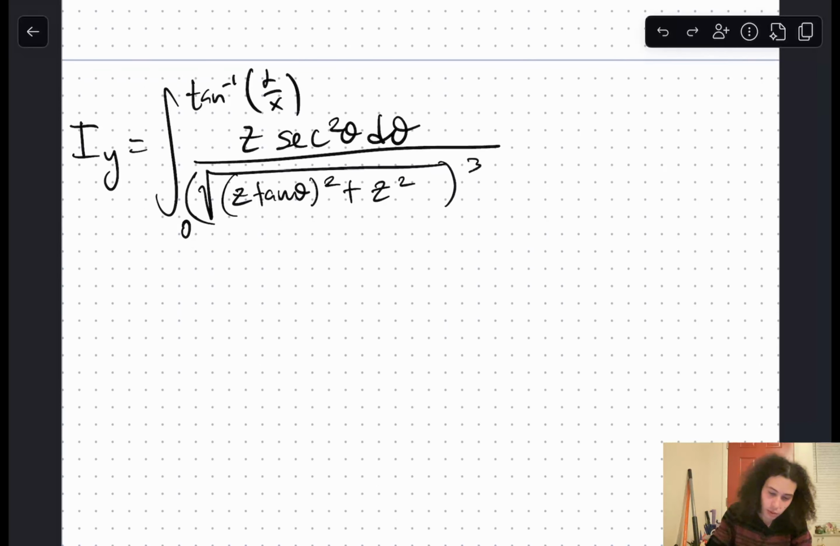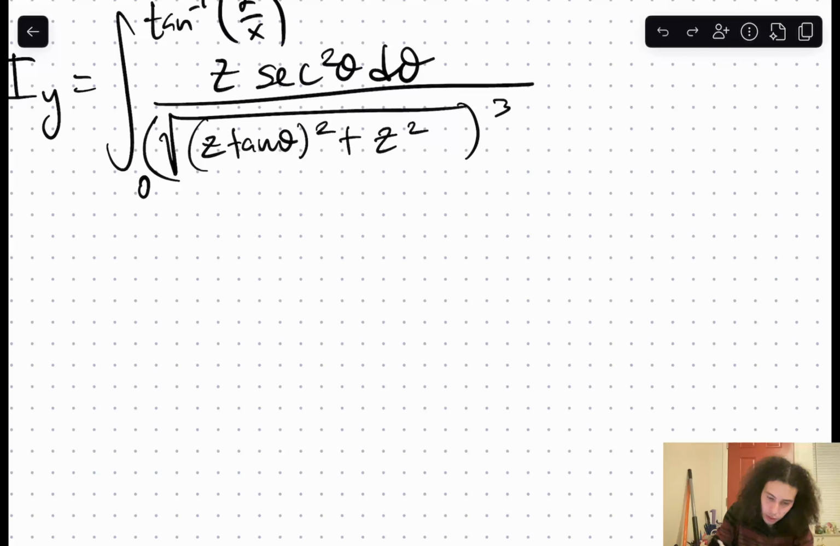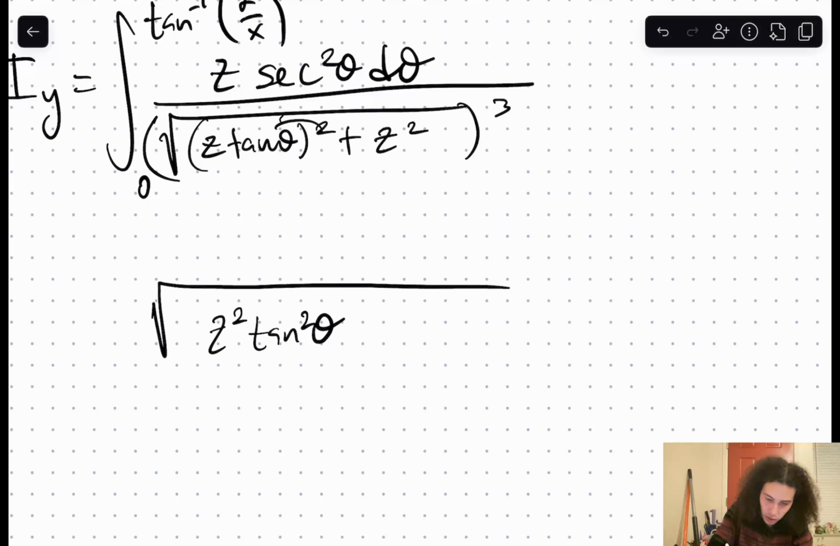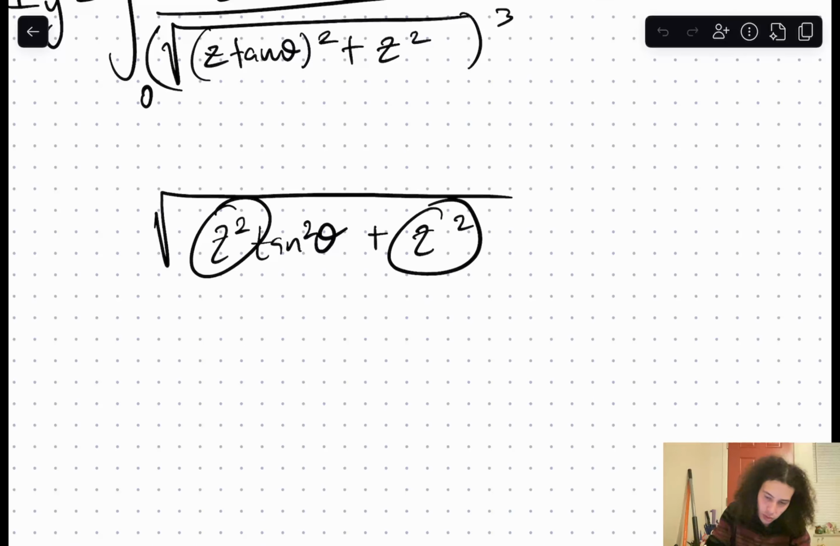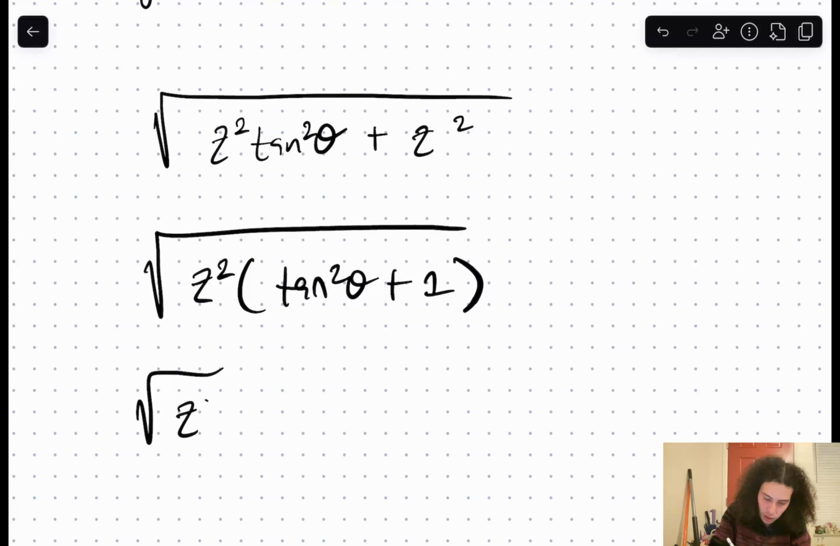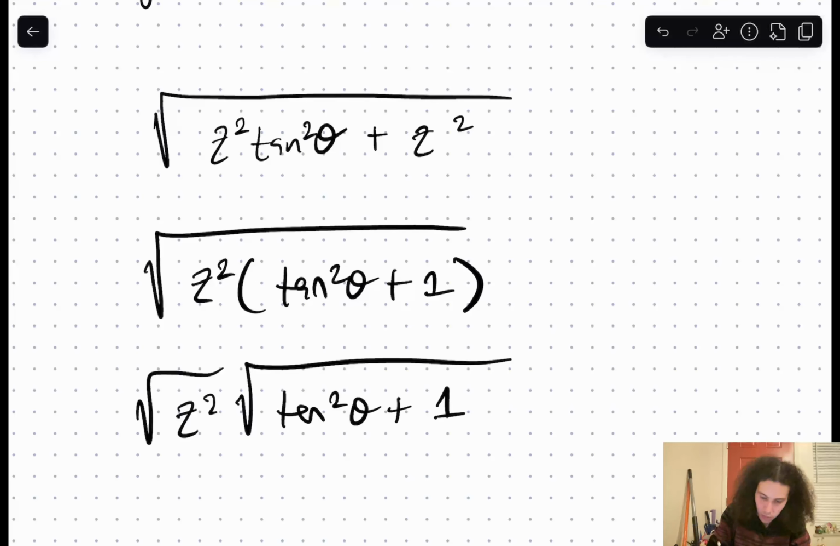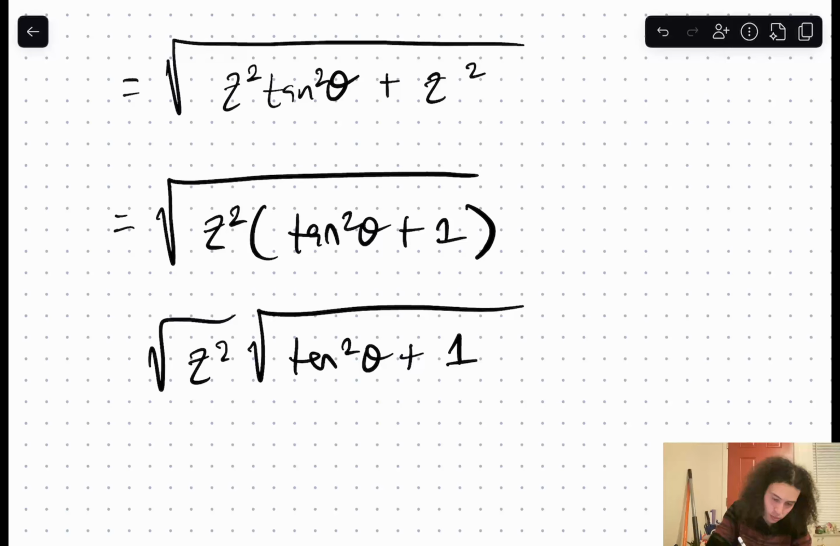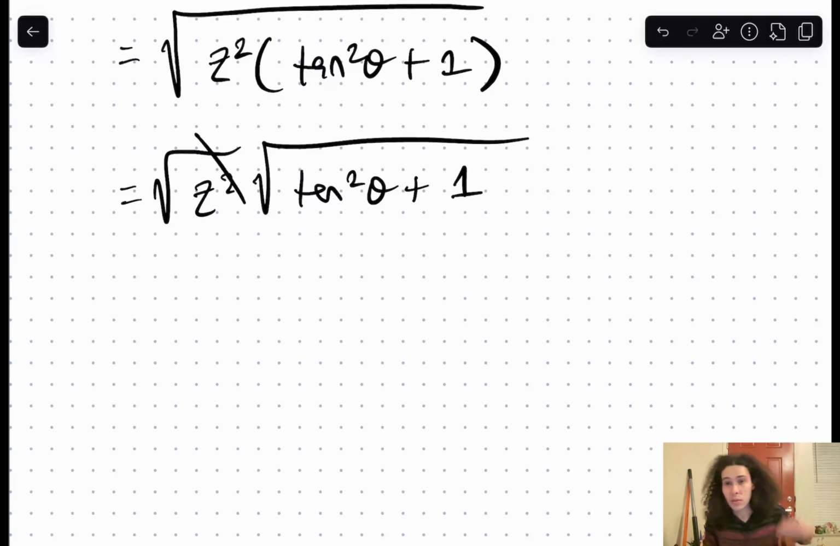But yeah, okay, so now we look at this square root here. Square root of z squared tangent squared theta. So I'm distributing this exponent to both the tangent and the z. We have two z squares here, so we can factor them out. Now, this is equivalent to saying this.